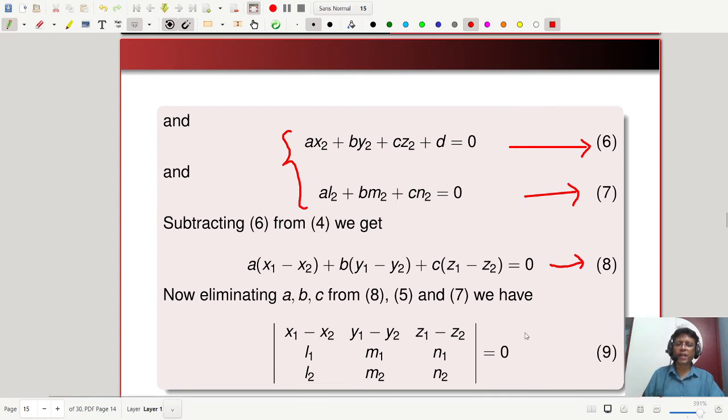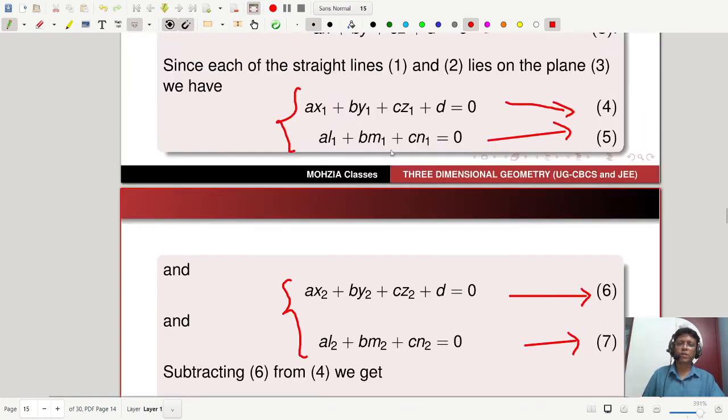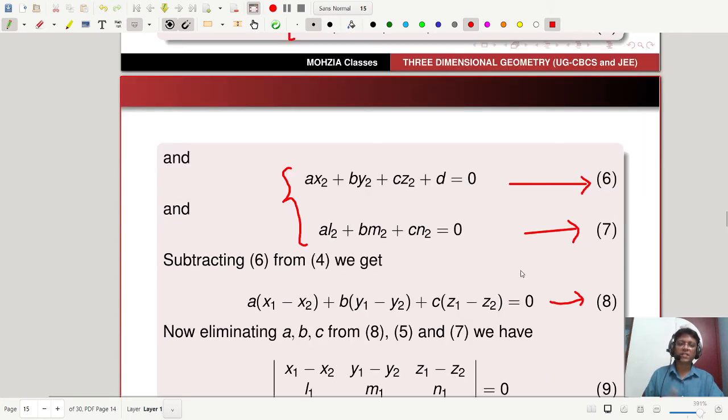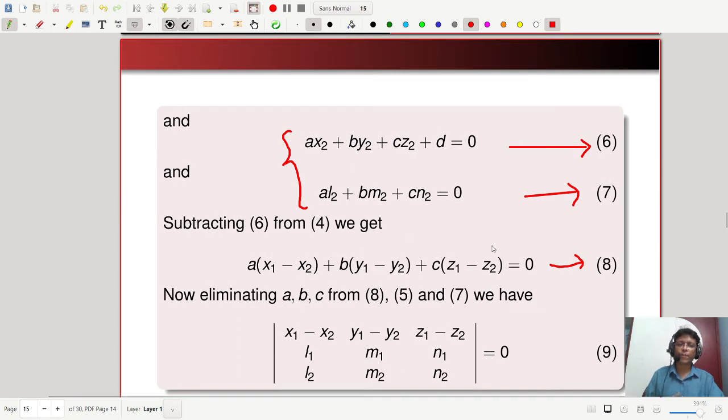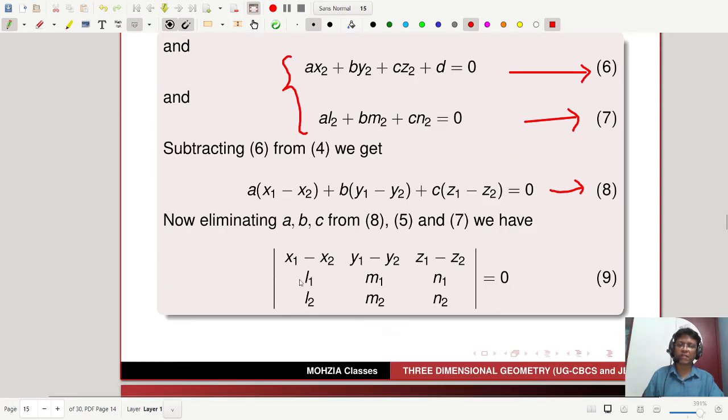Now eliminate a, b, c from 8, 5 and 7. Equation 5 involves a, b, c, and 6, 7 also involve a, b, c, and 8 is also involving a, b, c. So you eliminate a, b, c from 8, 5 and 7, and we get this: first row x1 minus x2, y1 minus y2, z1 minus z2, then l1 m1 n1, l2 m2 n2. This is a 3 by 3, third order determinant, and this determinant equals 0. So this is the condition of coplanarity of two non-parallel straight lines.